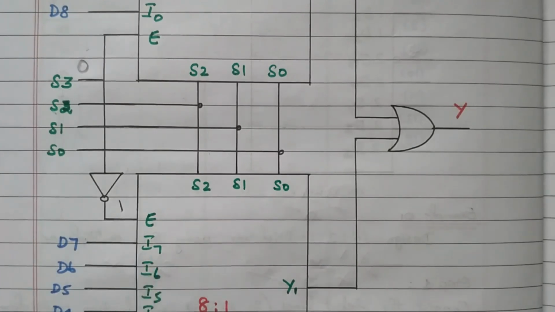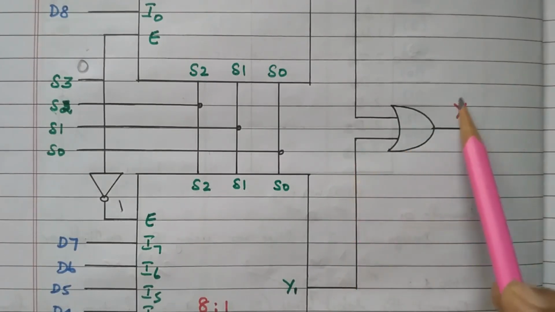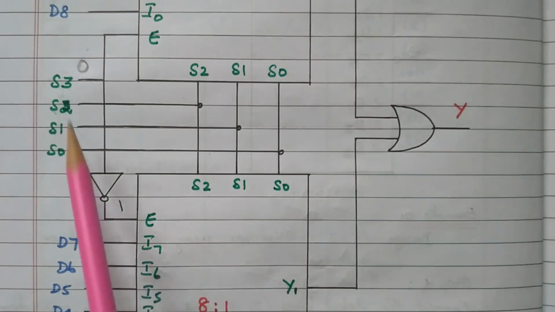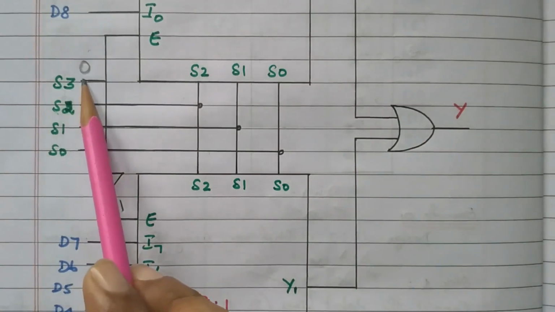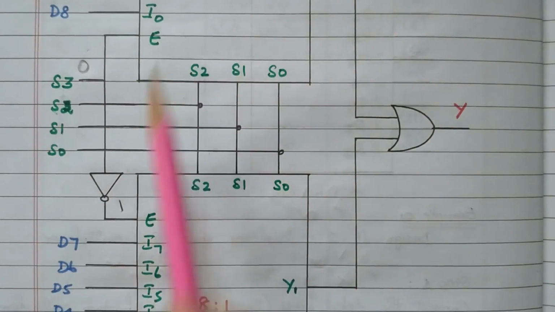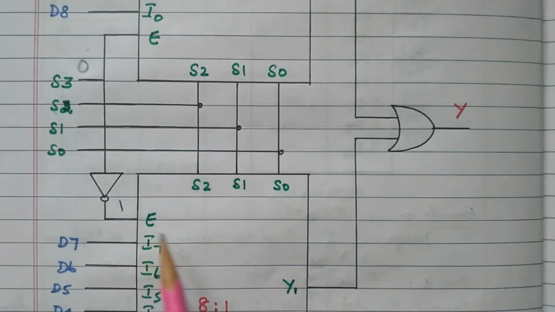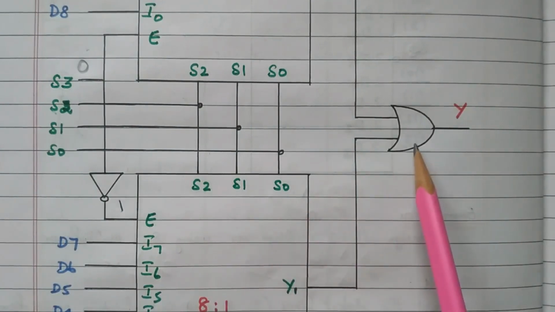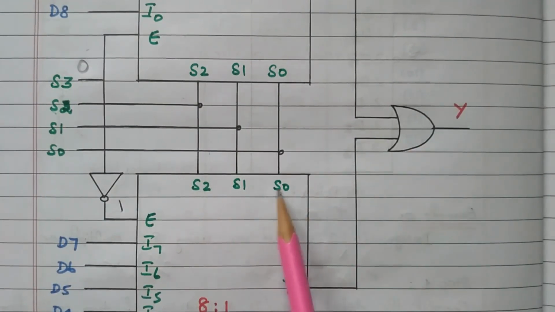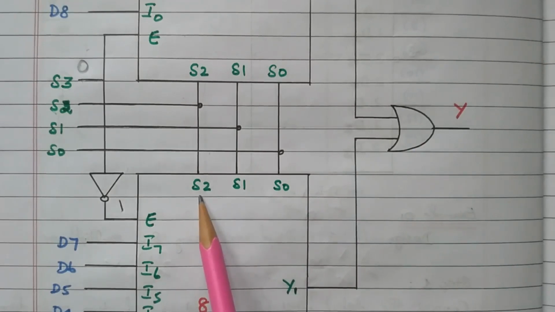Out of the 8 data starting from the LSB, any one data is available at Y1, that is given to the OR gate, so that it will produce the final output, right. When S3 is 0, mux 2 is disabled, mux 1 is enabled, and the data available in the first mux is transferred to the final output. Any one of the data from D0 to D7 will be available, depending upon S0, S1, S2.